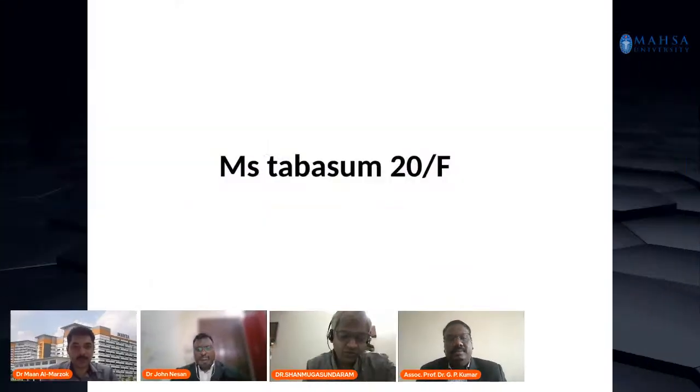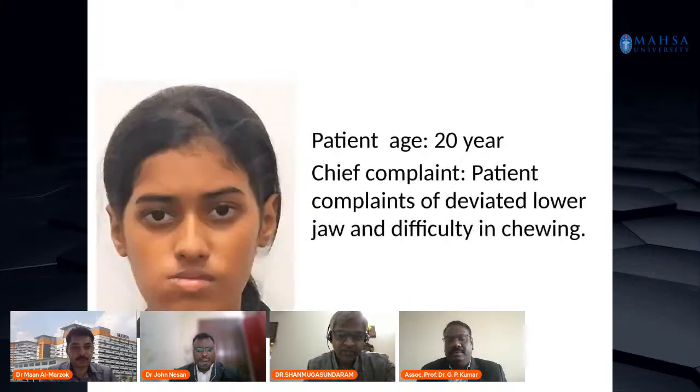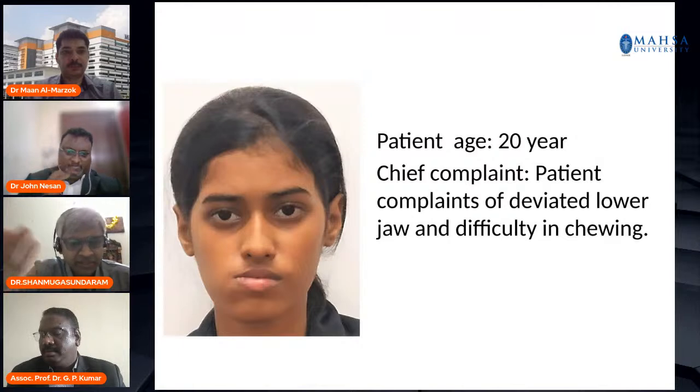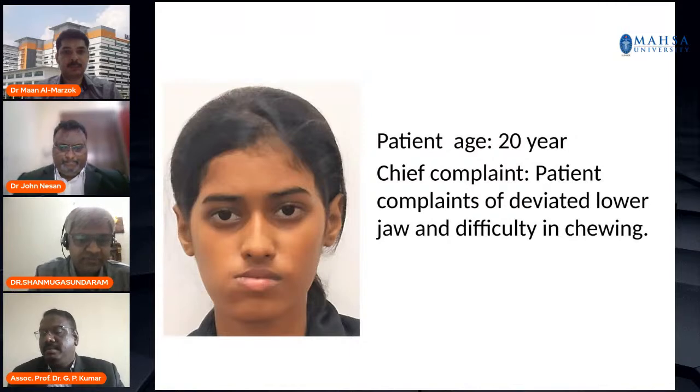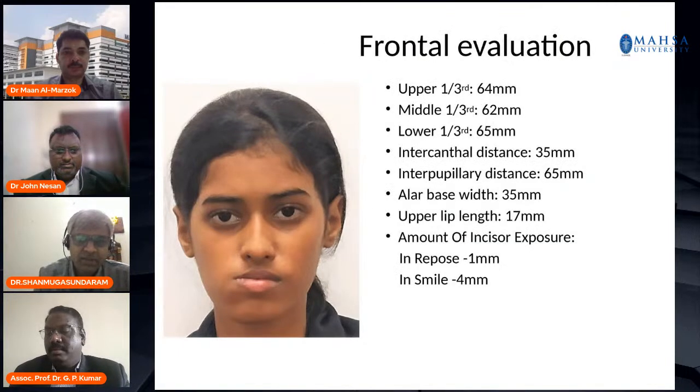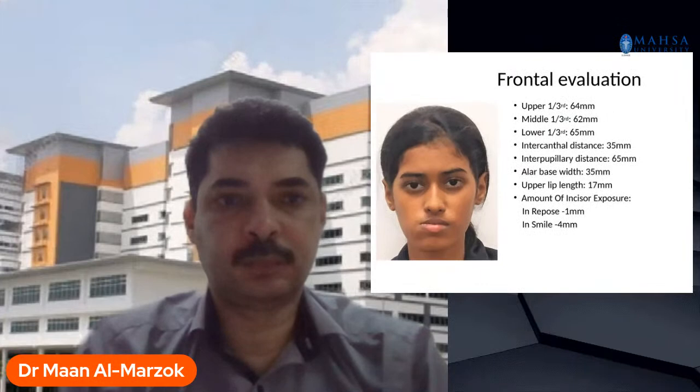So what we will right now do is we will share a case, and we'll show you how to go about with the diagnosis and treatment planning of this patient. So this is a 20-year-old girl who was complaining of deviation of jaw and difficulty in chewing. By examination, you can see there is a facial asymmetry which is very distinct. On facial evaluation, the shape of the face was mesocephalic and facial form was mesoprosopic. And on frontal evaluation, you can see there is a deviation towards the right side.